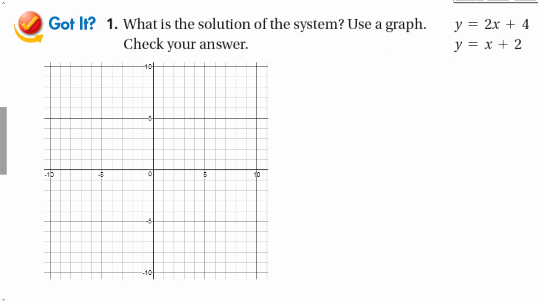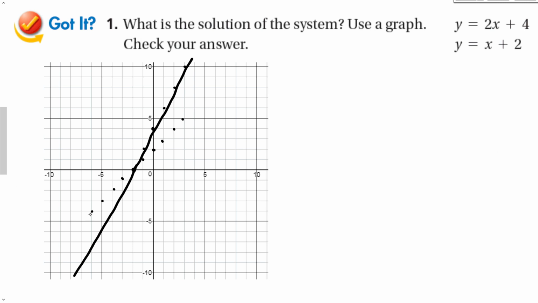With our got it problem, we start at 4, and we go up 2, right 2, or down 2, left 2, or up 2, right 1, down 2, left 1, down 2, left 1. And as I graph my line, try to make it as straight as possible, because if you don't, it could easily lead to a mistake. And then we start at 2, and my slope is 1, so that's up 1, right 1. I see it's diverging, it's going away, so I'm going to have to go back this way, and now I see a place where they both cross.